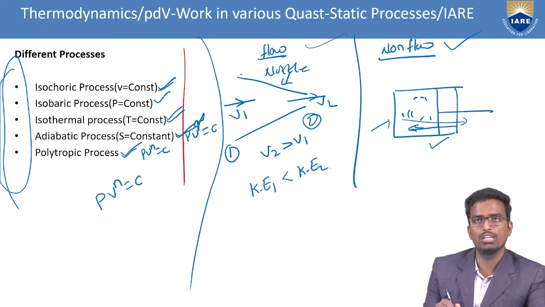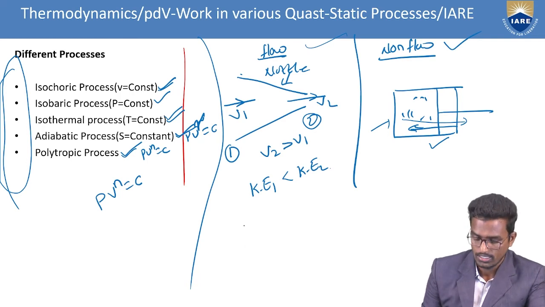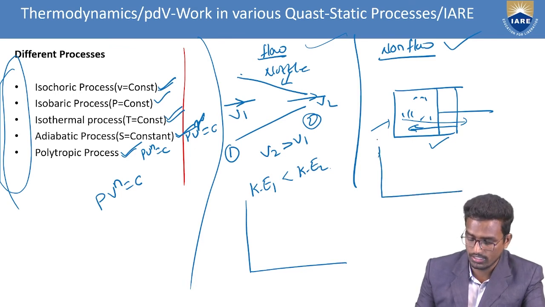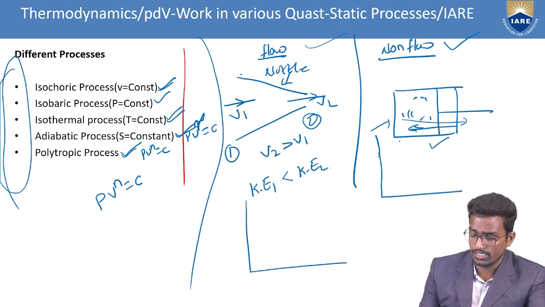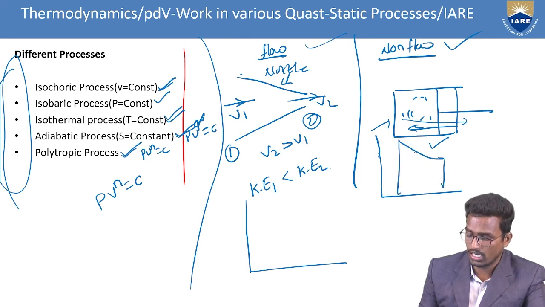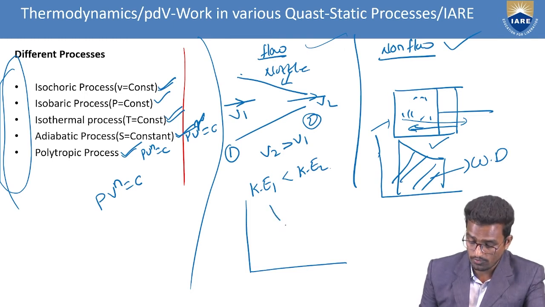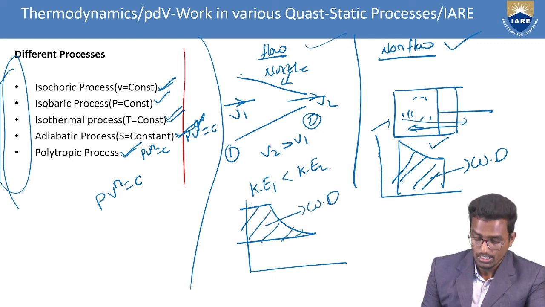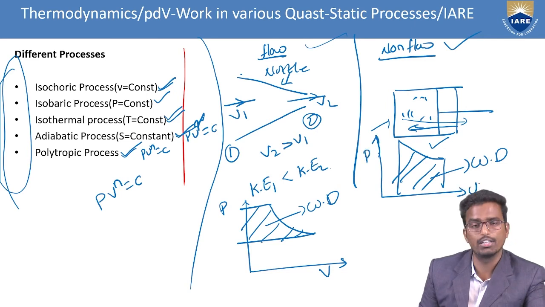But I just want to give an introduction to this. In a non-flow process, the area under this curve you call the work done. But in a flow process, the area to the left of this curve you call the work done. So draw the PV diagram for both cases at different conditions.